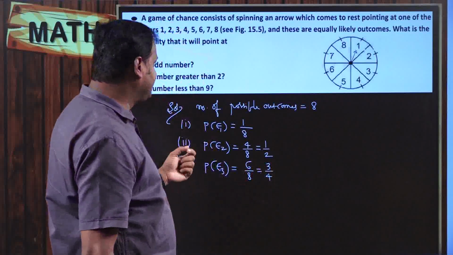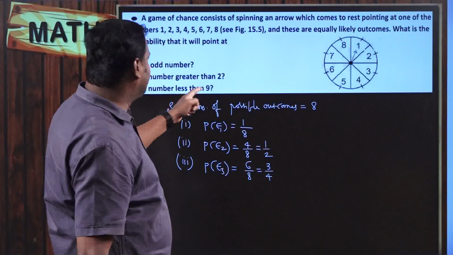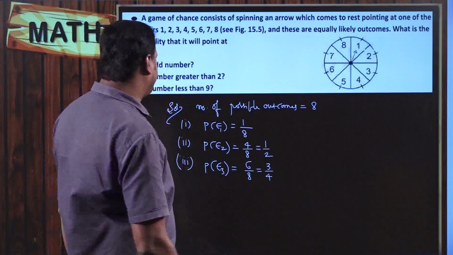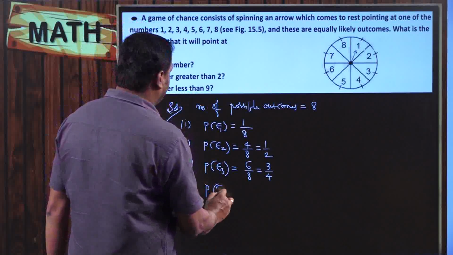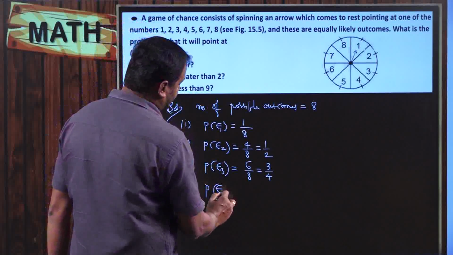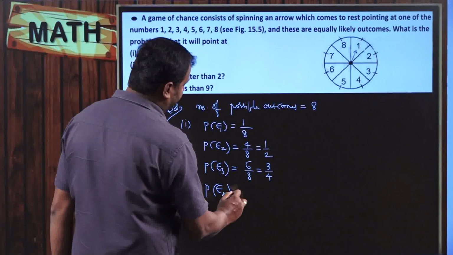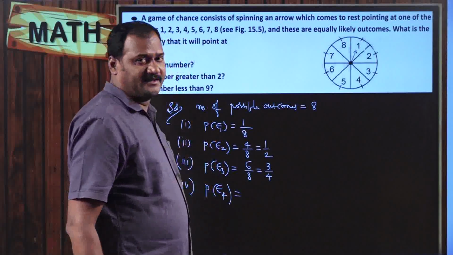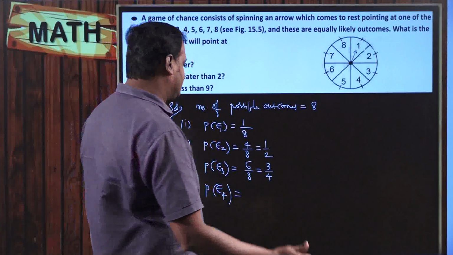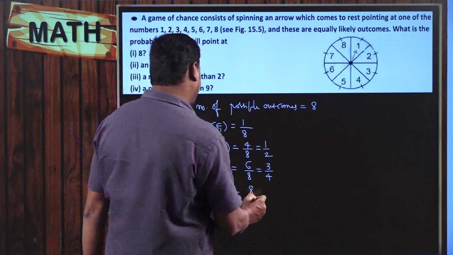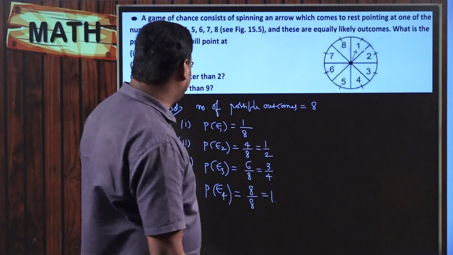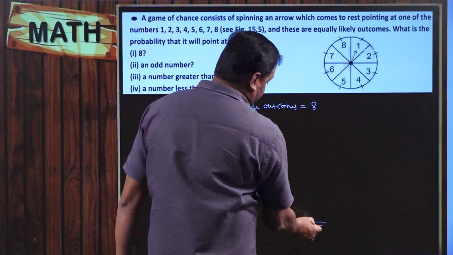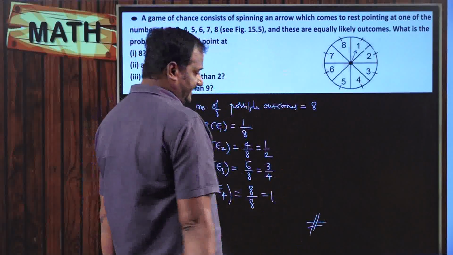The number greater than 2 and a number less than 9. A number less than 9, in the sense, how many numbers are there totally? The total number of numbers is equal to 8, and every single number is less than 9 only, no? Every single number is less than 9 only. So therefore 8 divided by 8, which is equal to 1. So this way we can find out the probability in different cases.